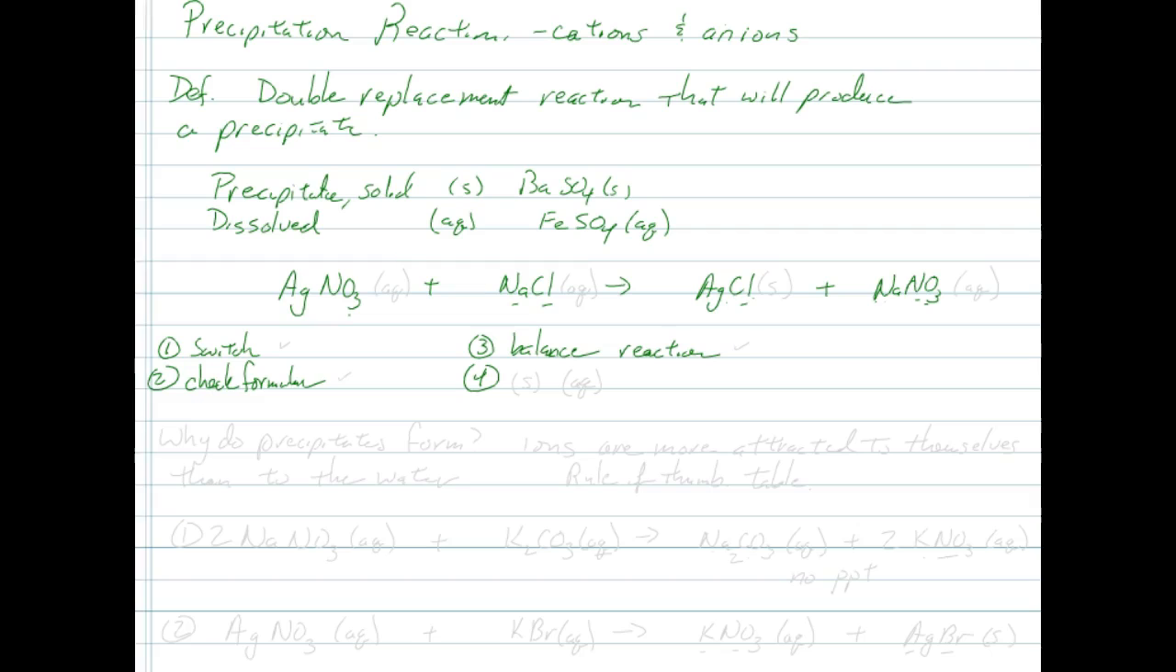And the fourth step is to put down solids or AQs where needed. On the left-hand side, you'll always have an AQ because you always start with two clear solutions. Using the rule of thumb table, which we'll talk about later, you have to designate one or none of these as being solid. That's going to be a solid, and that's going to be aqueous.